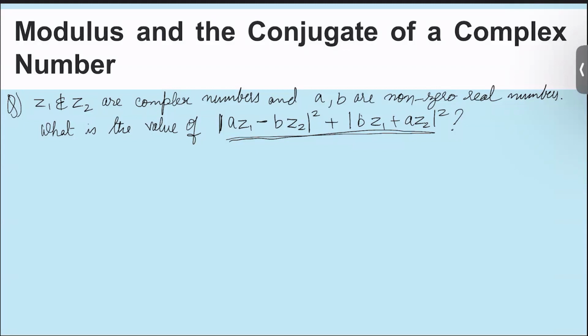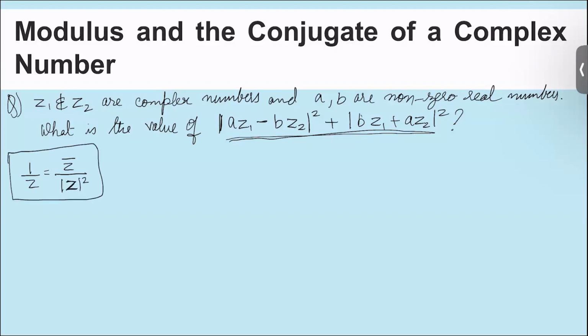Now, remember the property that we have from when we were doing z inverse. Let's just write a simplified form of z inverse. So you have 1 upon z, that is z inverse, and we have seen that it is equal to the conjugate of z upon the square of the modulus of z. This is the property that we will be using for this sum.